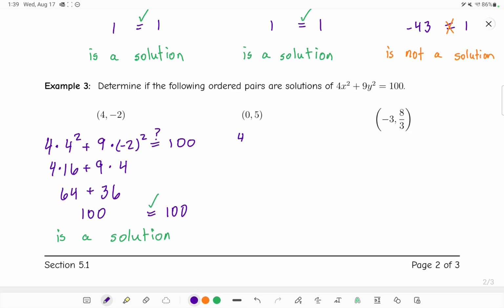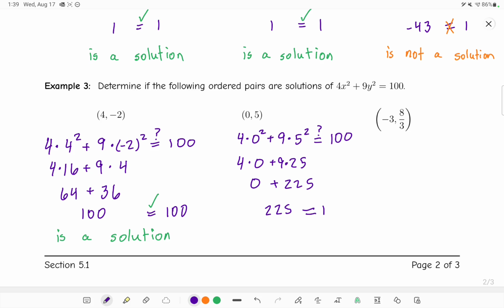0, 5. 4 times 0 squared plus 9 times 5 squared, does that equal 100? Well, 0 squared is 0. 5 squared is 25. 4 times 0 is 0. 9 times 25 is 225. 0 plus 225 is 225, which does not equal 100. So this is not a solution.